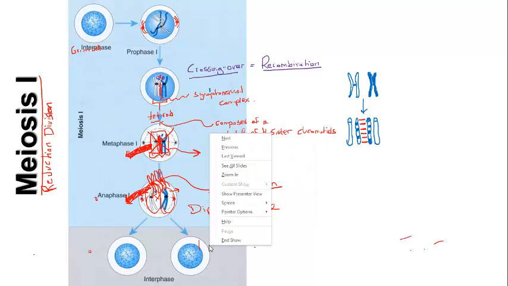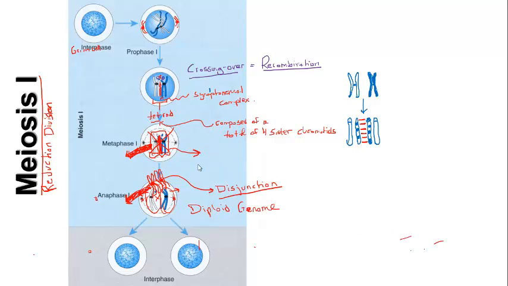So one of these cells, and actually let me change the color here to blue, is going to be quite large, where the other cell is going to be quite small, okay? Both of these cells are going to contain the same type of genetic material. It's just that one of the cells inherited the vast majority of the cytoplasm.